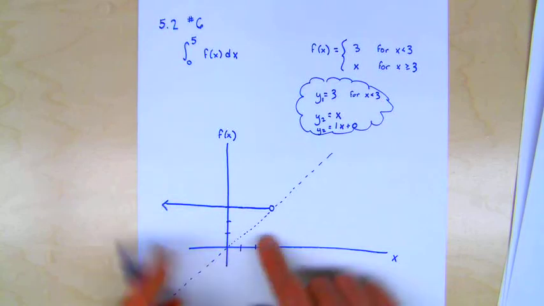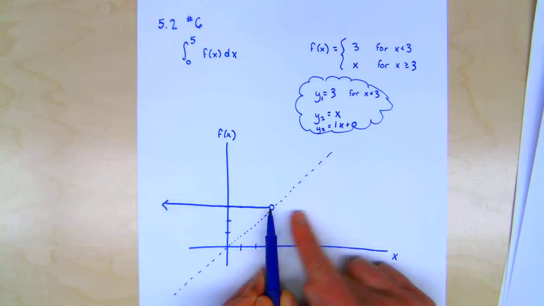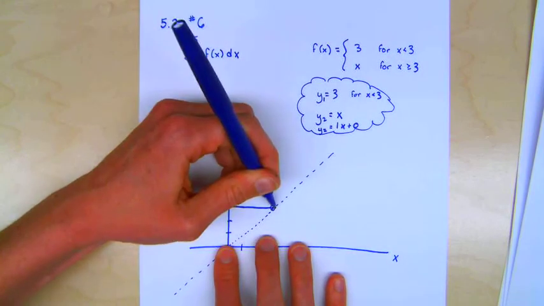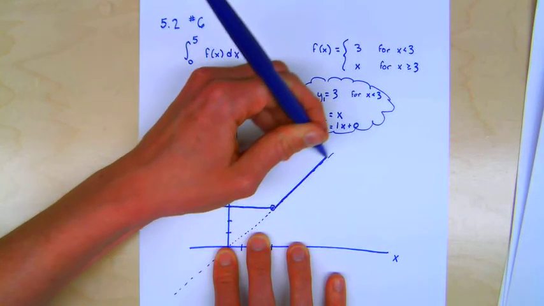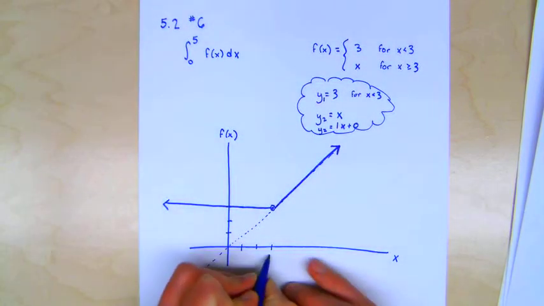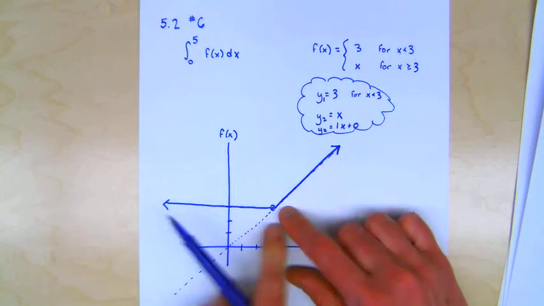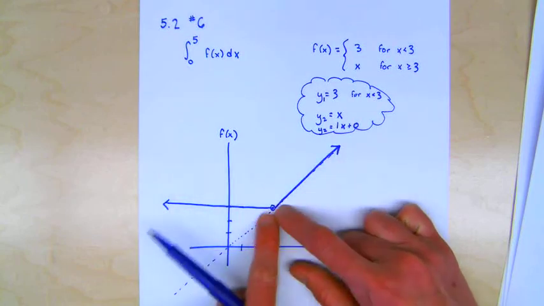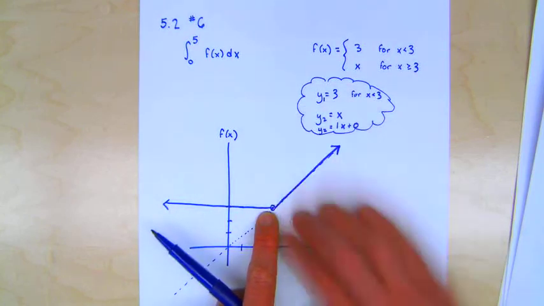But we don't want the entire line. We only want the piece of the line for the x values that are greater than 3. So I'm going to fill in where my x values are greater than 3. And it happens that these two pieces hit one another. So this is a continuous function, but you can have other piecewise functions that aren't continuous.